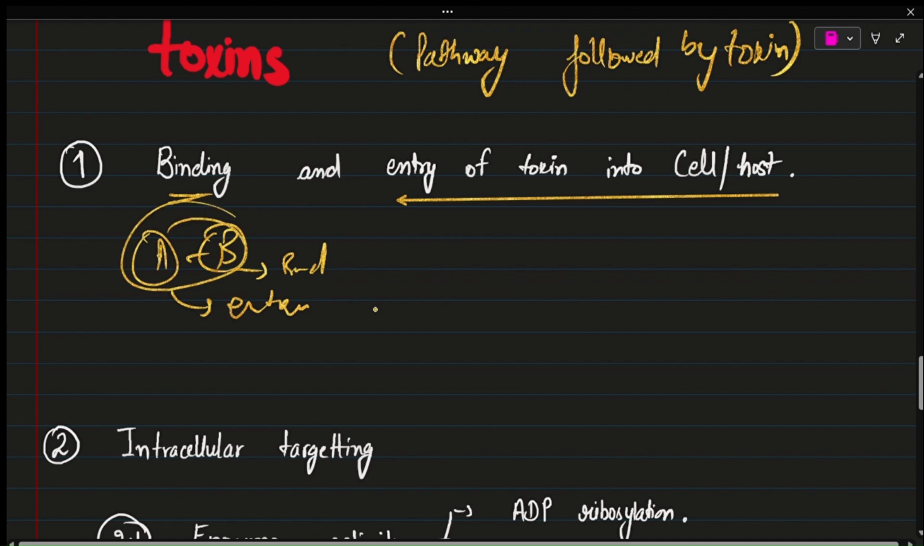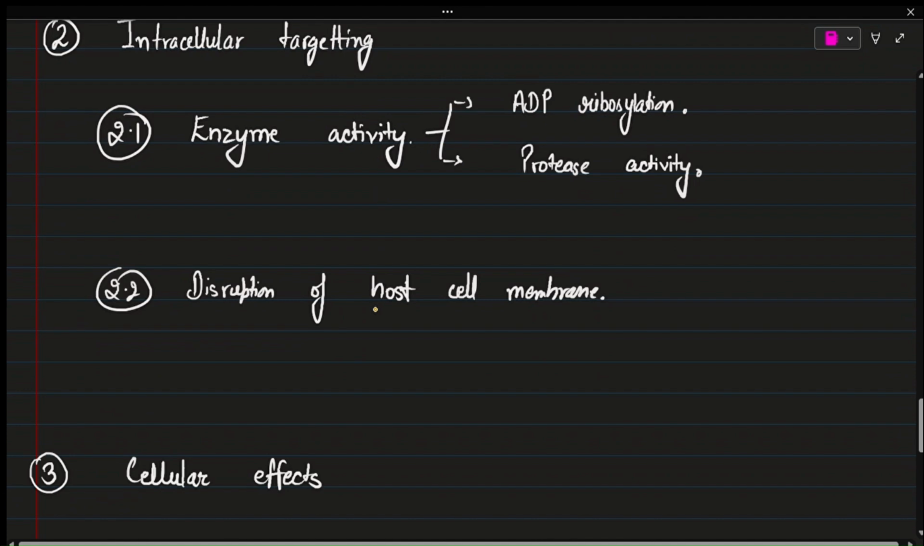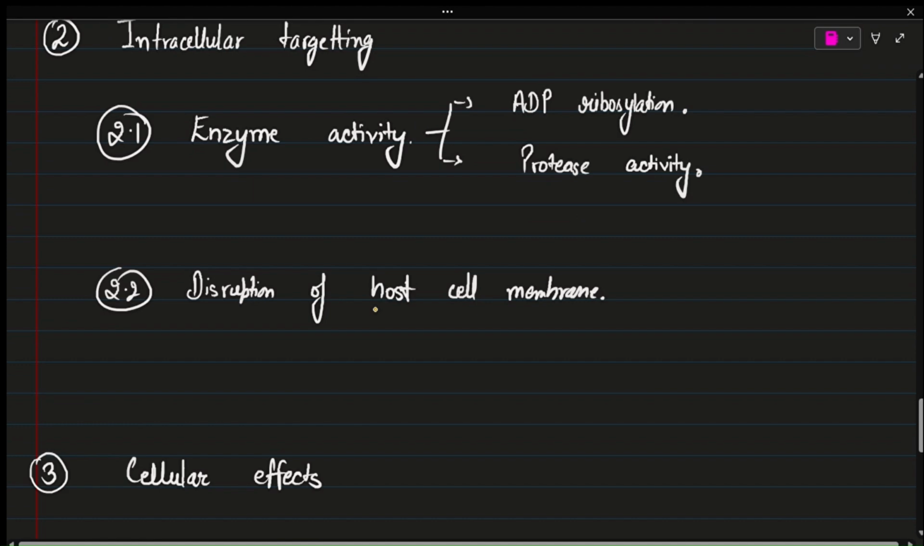This will happen only in case of AB toxin, but in other cases, let us say I have this XYZ, okay, so this will bind to receptors and will wholesomely enter into the cell. There can be other things which can happen while these toxins are getting bound to our cell, okay. So after getting bound and entering into the cell, then there is intracellular targeting, okay.